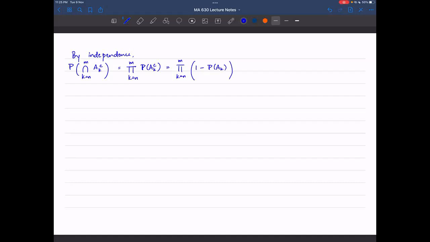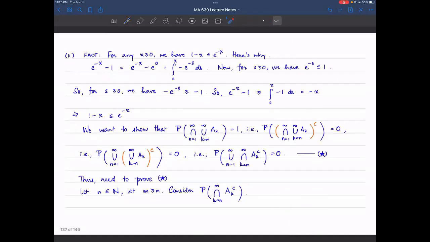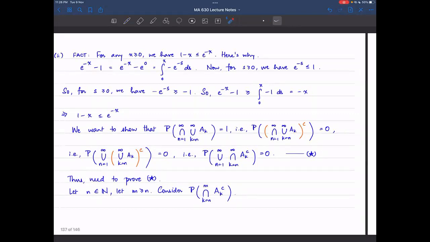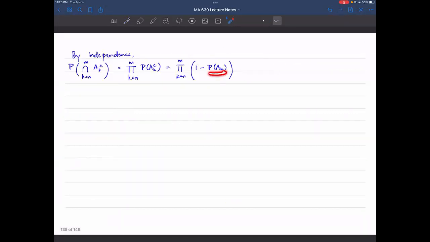All right, and now we'll use this fact from calculus or real analysis that we had. What did the fact tell us? The fact told us that 1 minus x was less than or equal to e to the negative x whenever x is greater than or equal to 0. And so we'll use this with the role of x being played by P of ak. So this is going to be less than or equal to product k going from n to m, e to the minus P of ak. Okay, this is simply using the fact we had on the previous page.